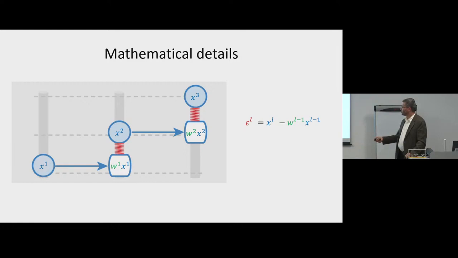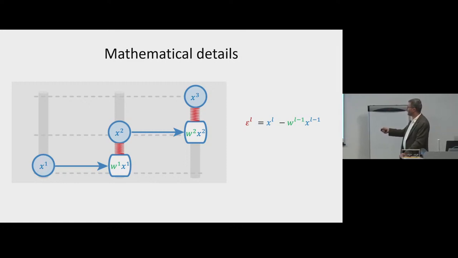I will denote the activity of neurons in different layers by X with a superscript corresponding to the layer, and the weights by W, again with a superscript corresponding to the layer of origin. Now, the extension of the spring, or the error, will be denoted by epsilon, again with a superscript corresponding to the layer. So the error in layer L is equal to the difference between the corresponding activity and the input from the previous layer.